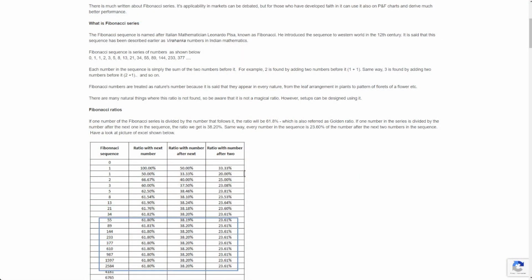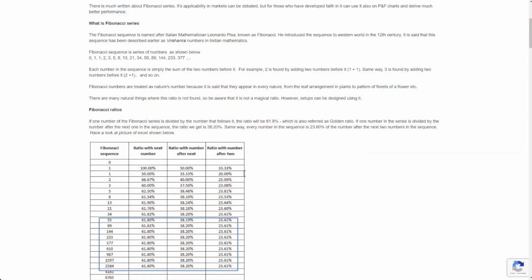The Fibonacci sequence is named after Italian mathematician Leonardo Pisa, known as Fibonacci. Of course, they call the tool Fibonacci because he's known as Fibonacci. He introduced the sequence to the Western world in the 12th century, and I just find it super interesting and super cool that something created in the 12th century is still used today in 2022.